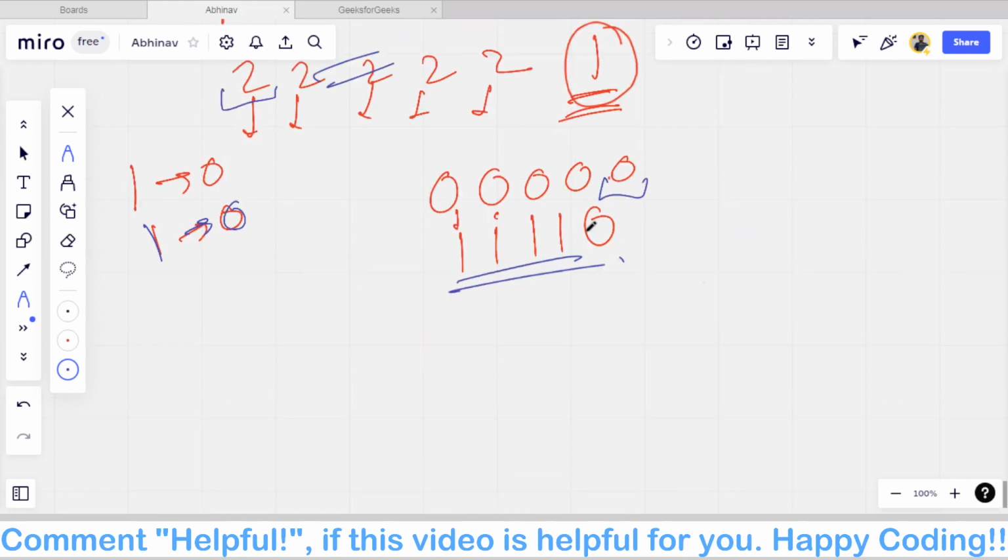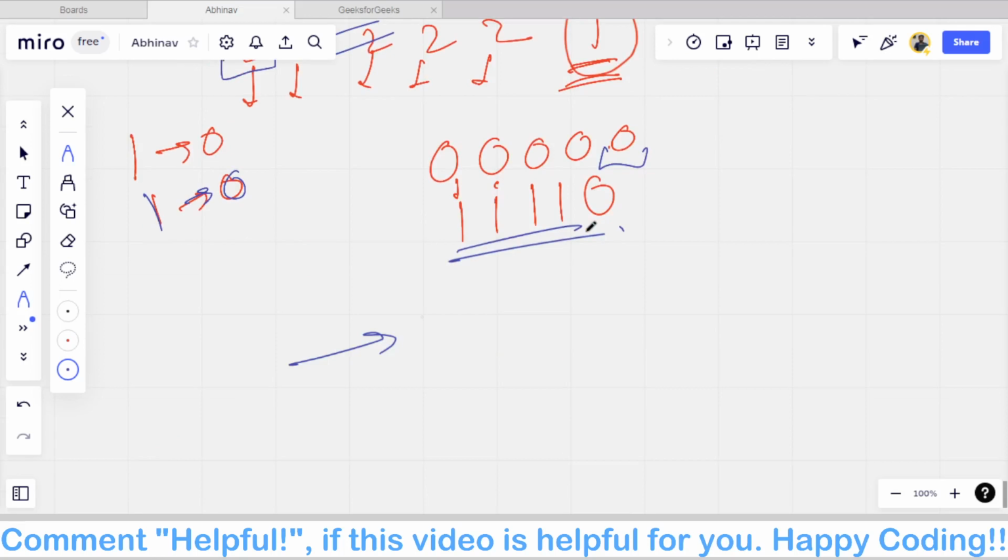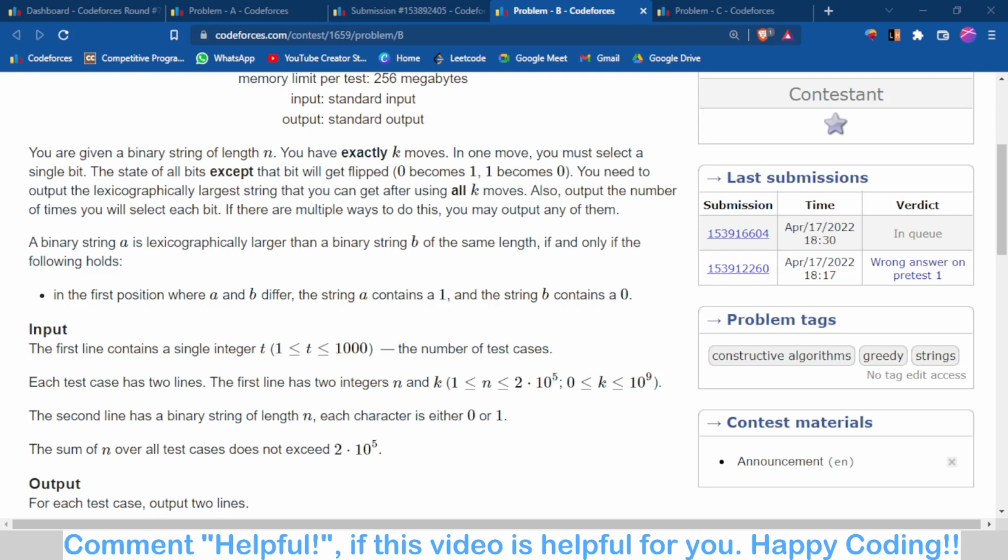So I want you to go after that and think about how to implement it yourself. I also know that implementation is very difficult after this logic. Let me first explain the code, what I have done actually. Then it will be easy for you to understand the exact thing we have to do.